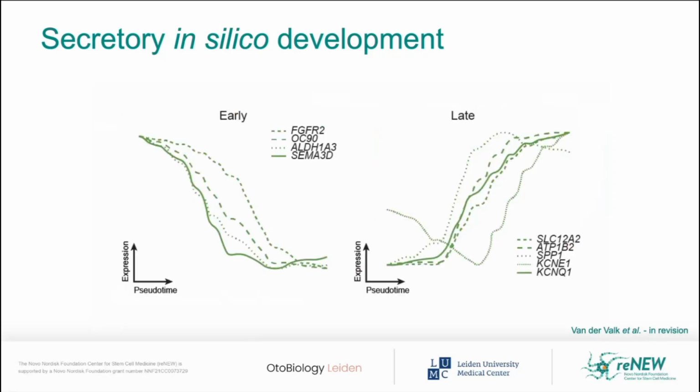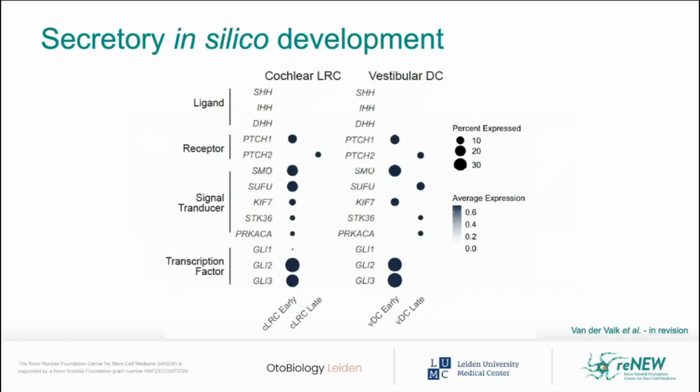The interesting thing is, if we do the exact same approach for the dark cells of the vestibular system, we can also recognize an early and late state. We do this separation in genes, and if we do the gene set enrichment, again, hedgehog signaling pops up in this early state. So that's why we decided to look a little bit more into this.